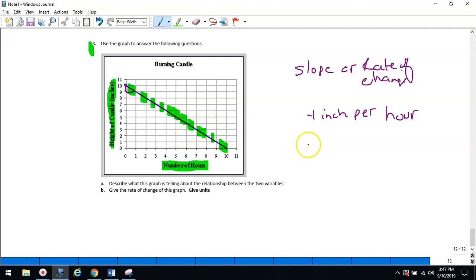Let's go ahead and write the equation for this. I know it's not asking, but we might as well. So we have if x is equal to the number of hours and y is equal to the number of inches, then the number of inches is equal to minus 1 inch per hour, plus we start with a candle that is 10 inches high.